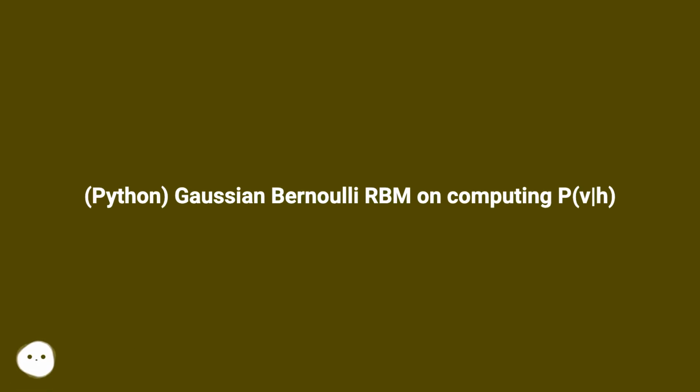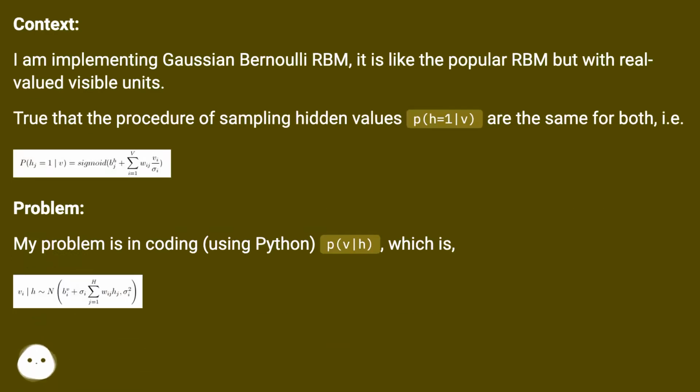Python, Gaussian Bernoulli RBM on computing P(V|H). Context: I am implementing a Gaussian Bernoulli RBM. It is like the popular RBM but with real valued visible units. True, the procedure of sampling hidden values, P(H=1|V), is the same for both.